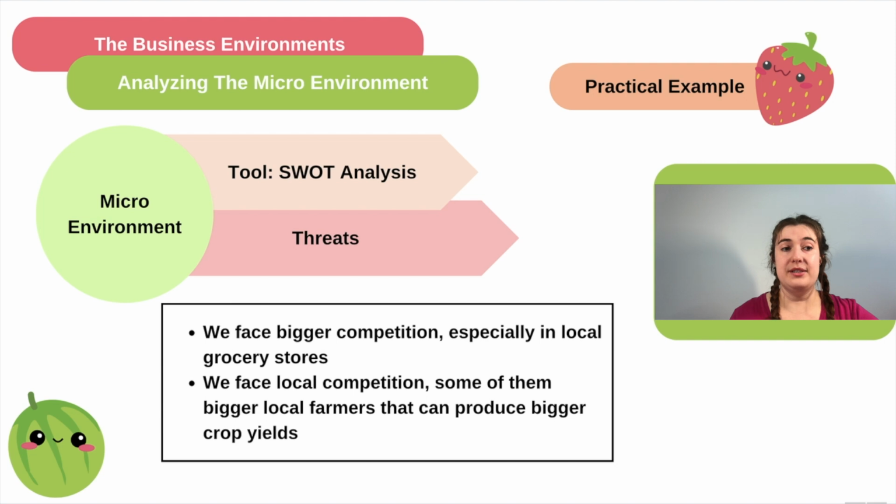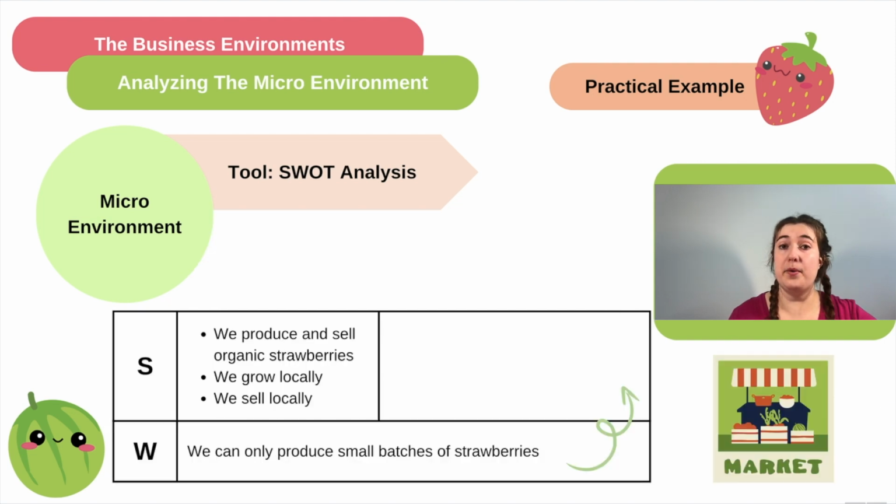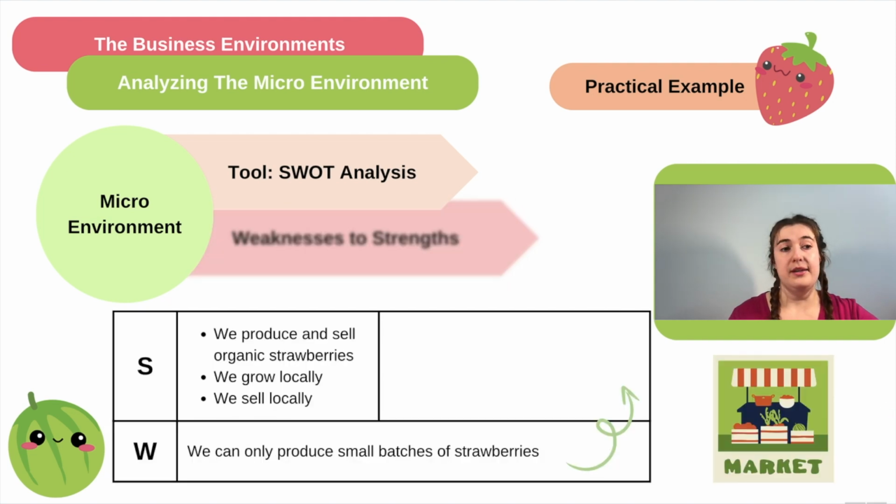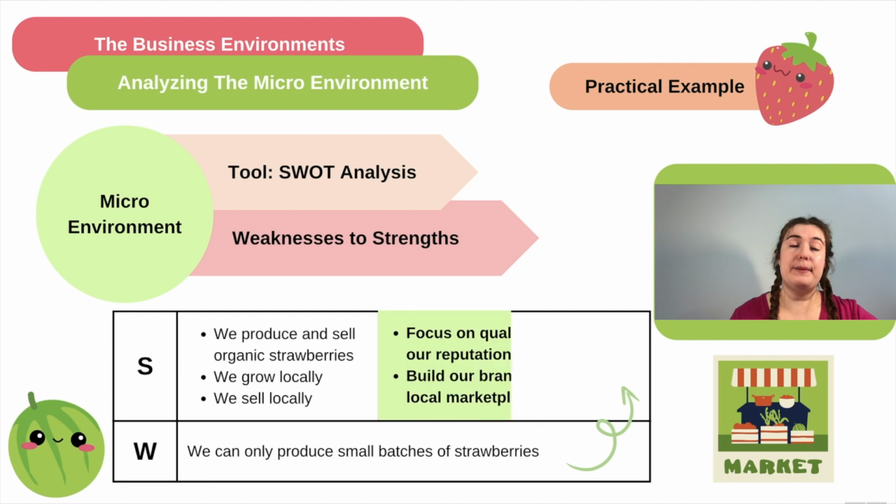Now, as we mentioned, our focus is on turning our weaknesses into strengths. So we saw that our strengths are that we produce and sell organic strawberries, that we grow locally, and that we sell locally. Weakness-wise, we can only produce small batches of strawberries. So how are we going to meet this challenge? How are we going to turn our weaknesses into a strength? Well, we can focus on our quality and building our reputation, building our brand equity in our local marketplace.